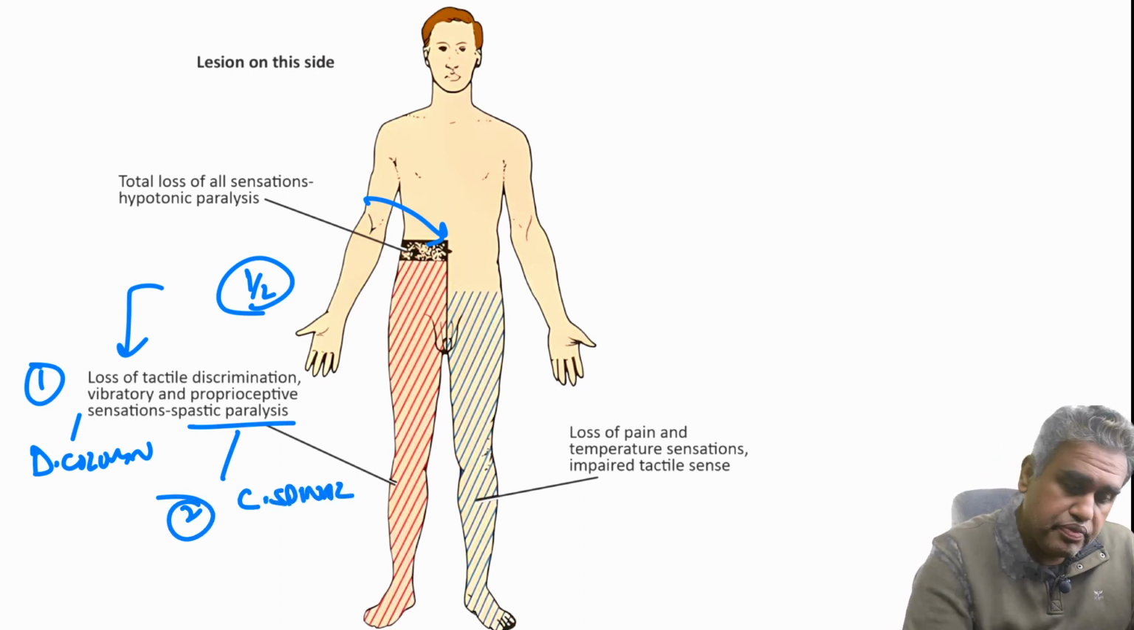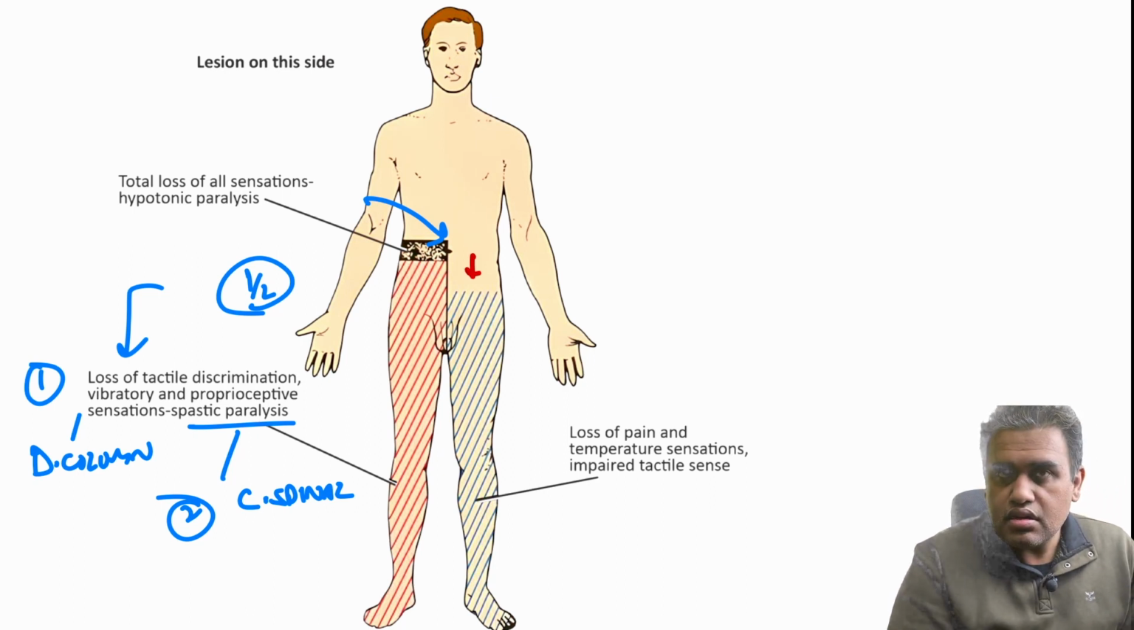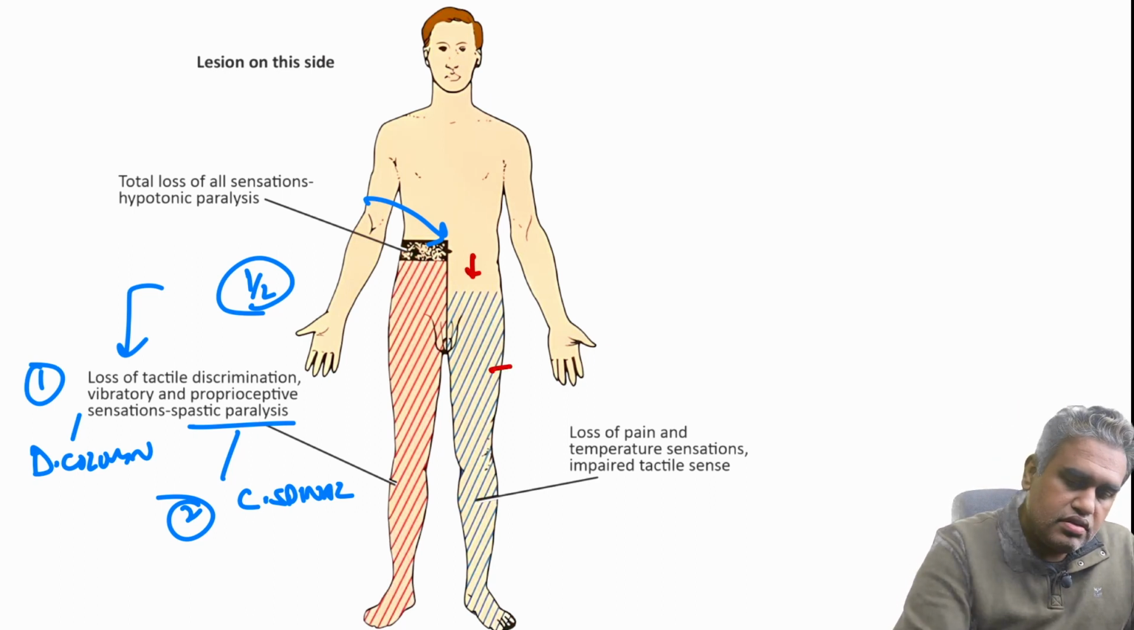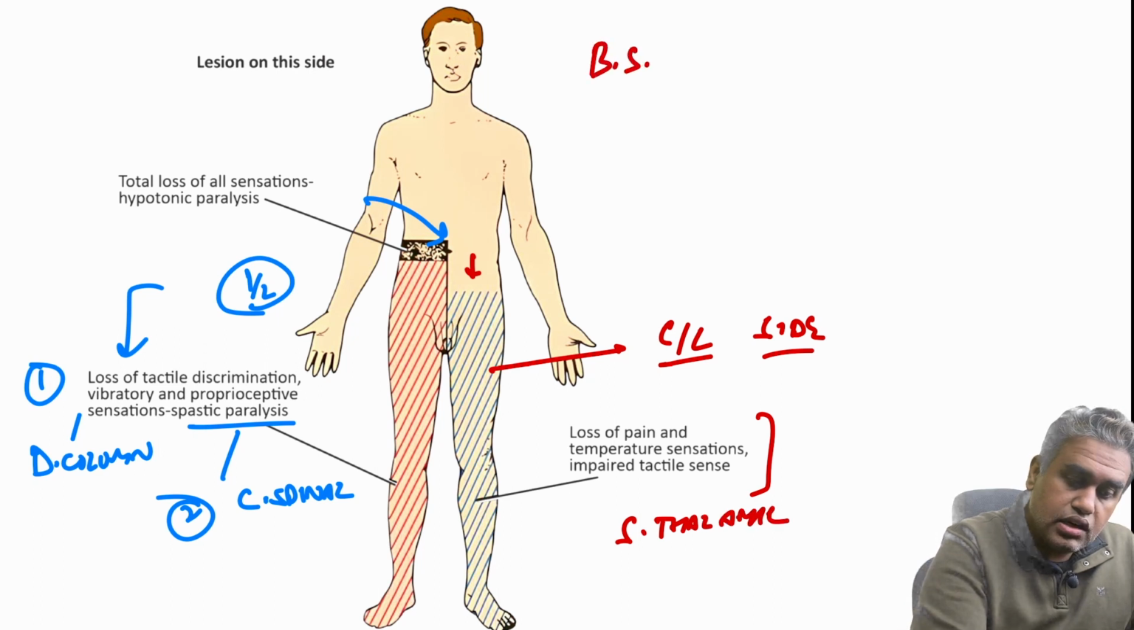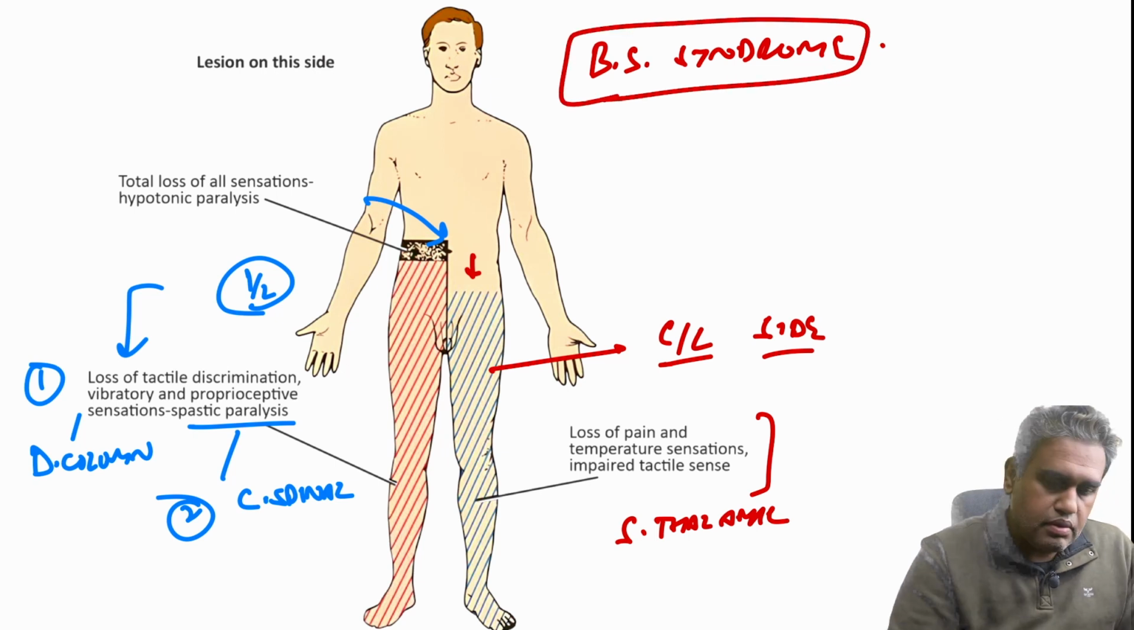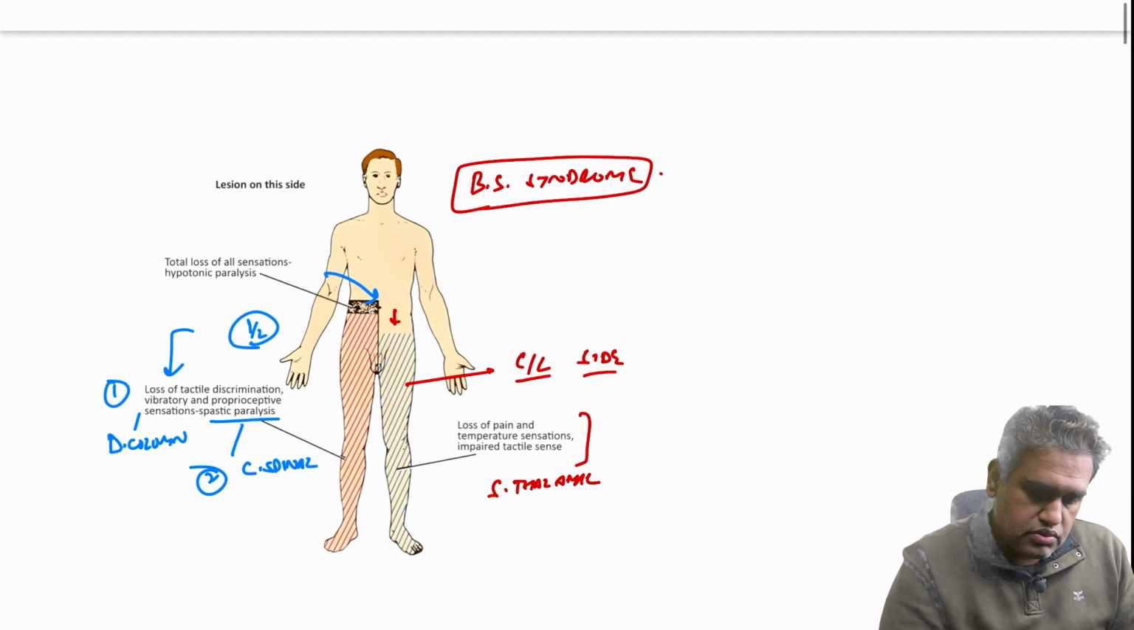Same side, ipsilateral. Well, if you look on the other side, one or two segments below, this is on the contralateral or the opposite side. There's loss of pain and temperature, that is the spinothalamic tract. This is what we call Brown-Sequard syndrome. Okay, so it's an important topic. Remember it. Fair enough. Let's move to the second one over here.